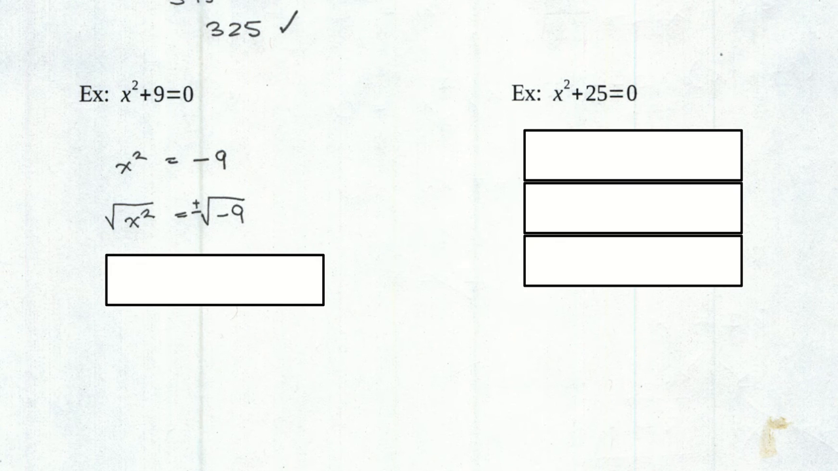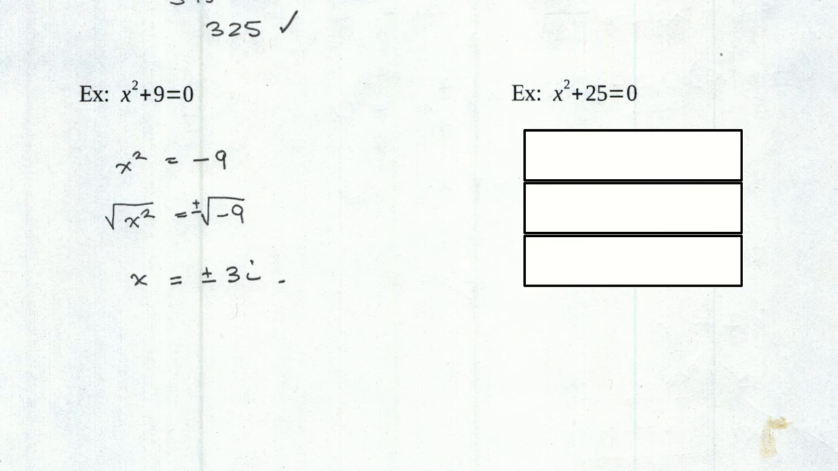And then we simply simplify this. On the left side, the square and the square root undo each other. That leaves us with an x. And on the right side, we've got the plus or minus sign. The square root of 9 is 3. The square root of negative 1 is i. So our answers, plural, are 3i and negative 3i. And there they are. So another very similar example, x squared plus 25 equals 0.